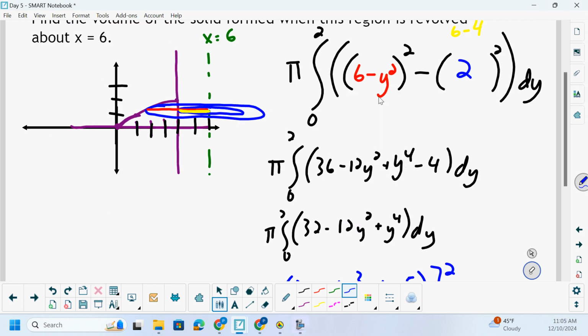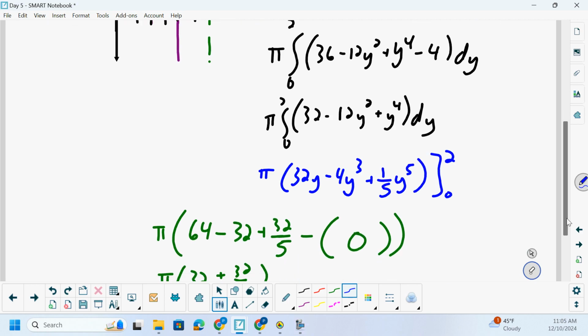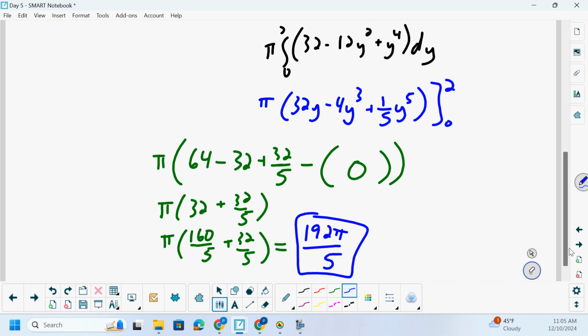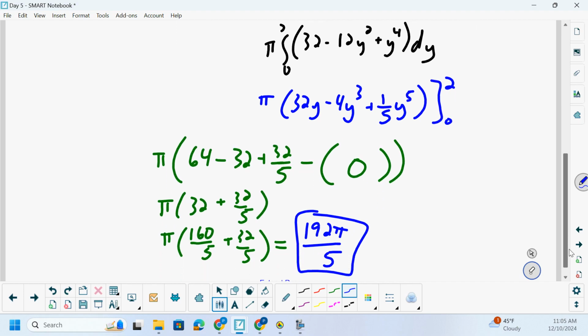So when we multiply out and combine our like terms, we should have got 32 minus 12y squared plus y to the 4th. Do your antiderivative, sub in your 2. We get 64 minus 32 plus 32 fifths. The 0 gives us 0 for everything. And combining your like terms, getting a common denominator, we get 192 pi over 5.